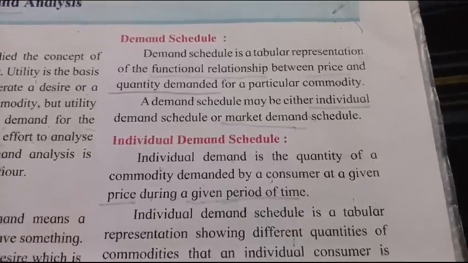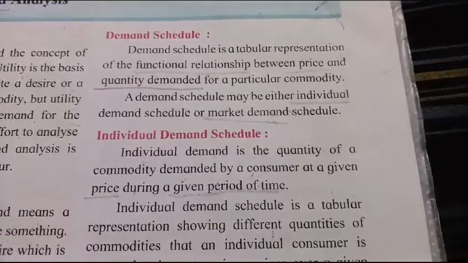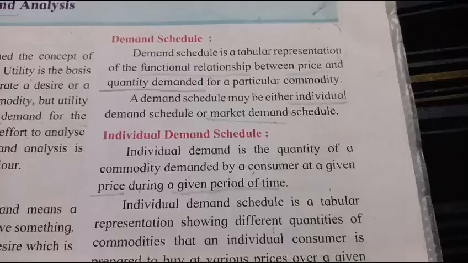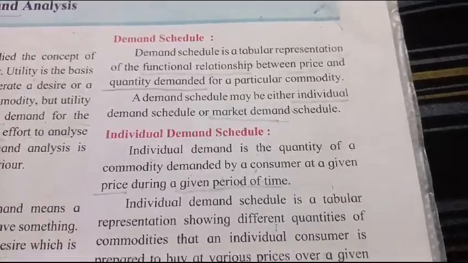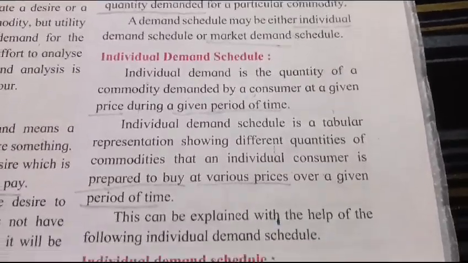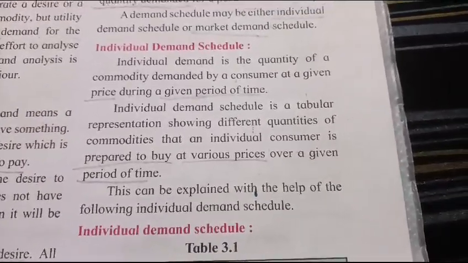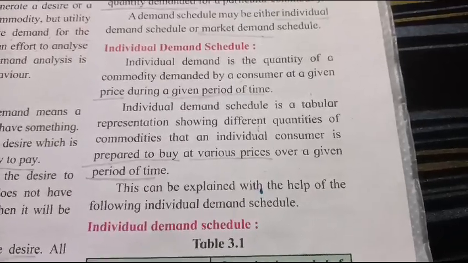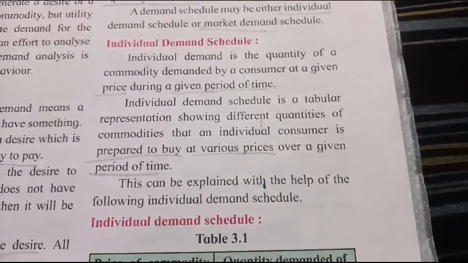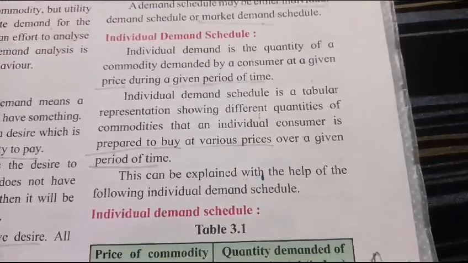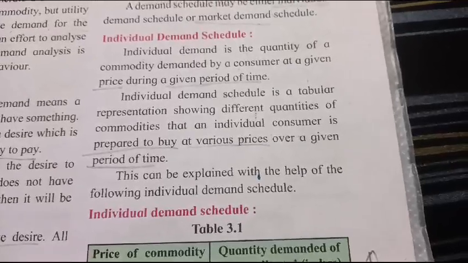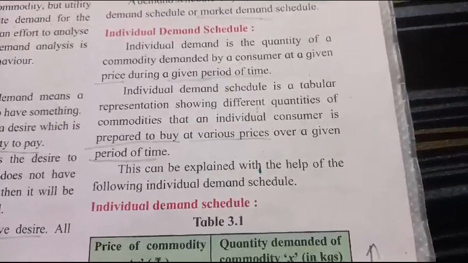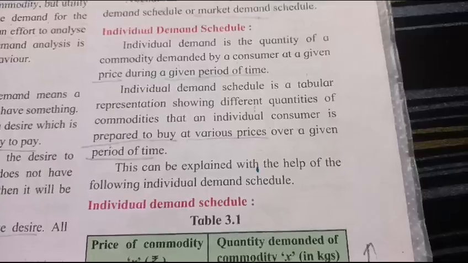Demand schedule. Demand schedule is a tabular representation of the functional relationship between price and quantity demanded for a particular commodity. A demand schedule may be either individual demand schedule or market demand schedule. Individual demand schedule. Individual demand is the quantity of a commodity demanded by a consumer at a given price during a given period of time. Individual demand schedule is a tabular representation showing different quantities of commodities that an individual consumer is prepared to buy at various prices over a given period of time.